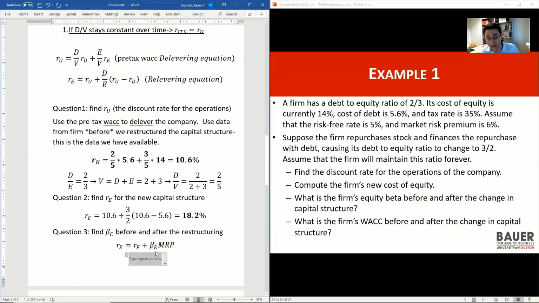What used to be the discount rate on the equity? We know that it used to be 14%. That was given in the top bullet point. So we can solve for the beta on the equity. If we know that the risk-free rate is 5, and we know that the market risk premium is 6, we can solve for what the beta used to be on the equity. We'll get 14 minus 5 is 9, divided by 6, we get 1.5.